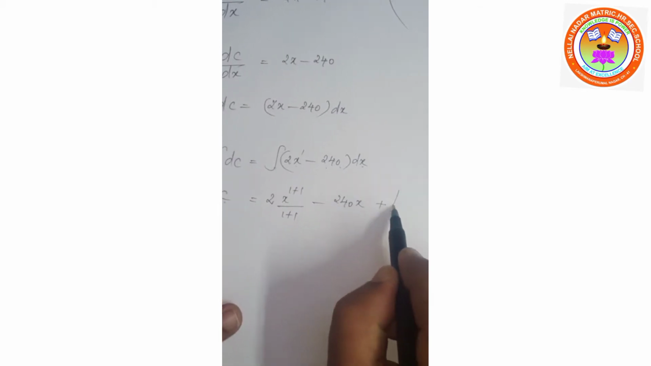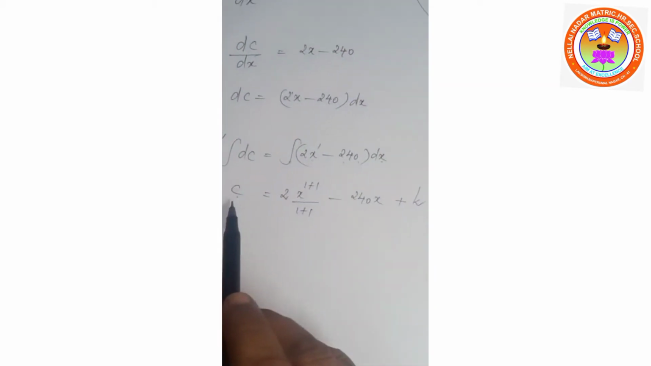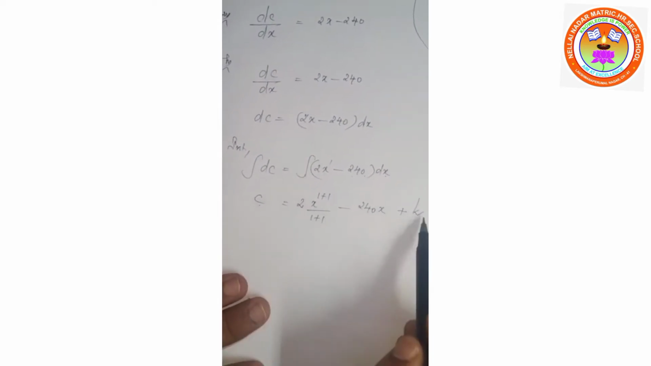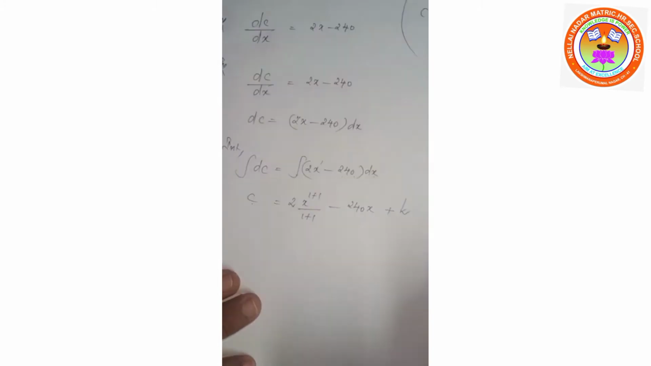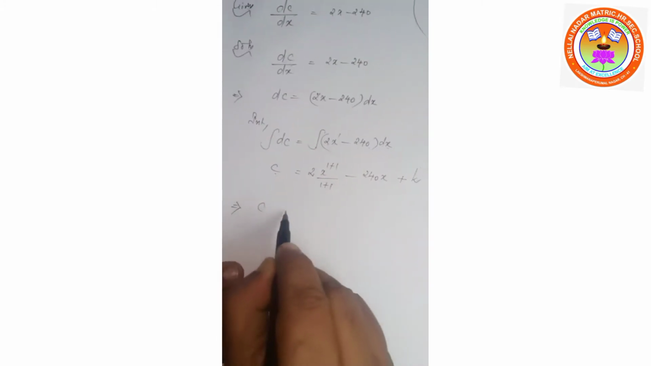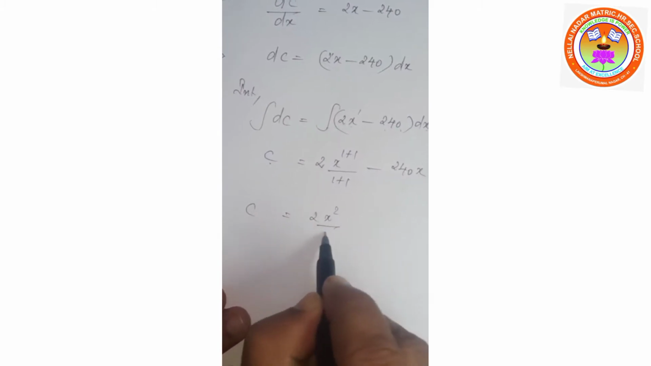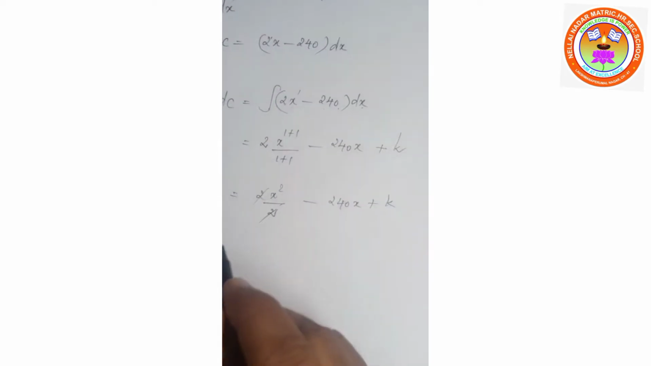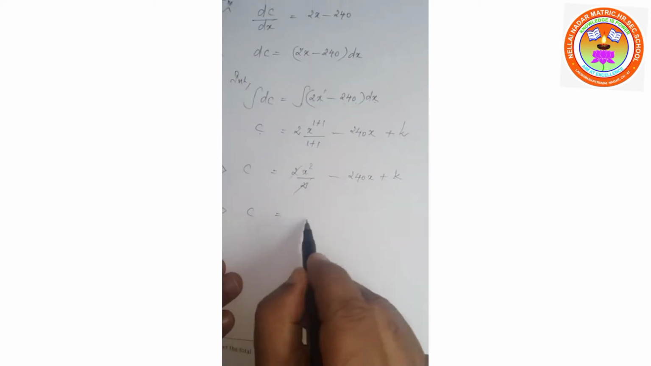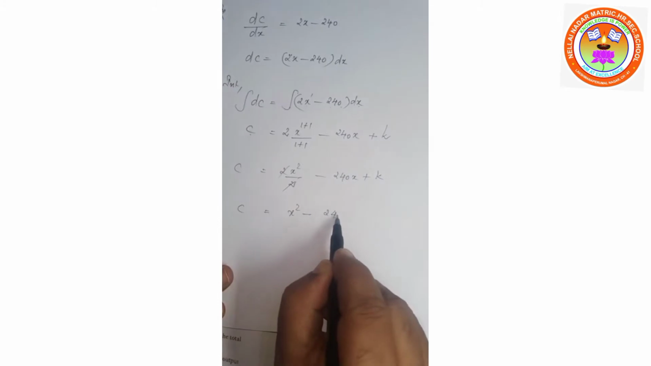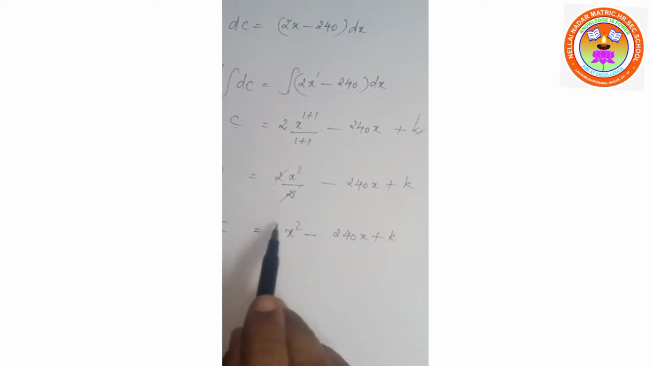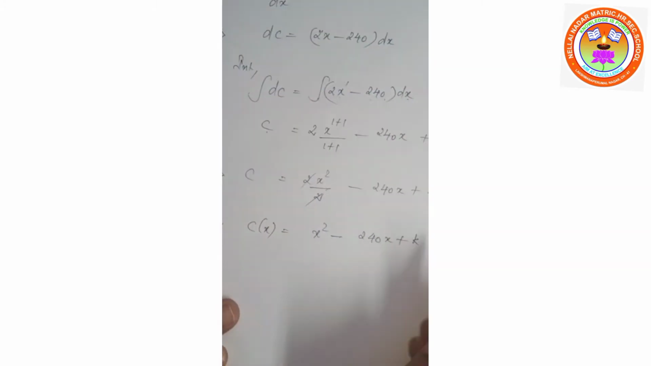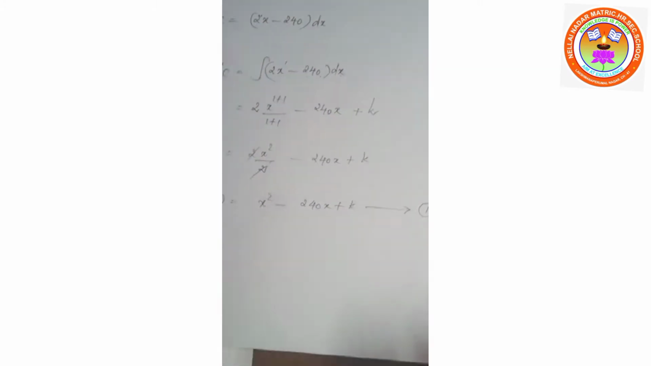Instead of c, I am introducing the constant k, because already I mentioned c over here. Here c is not the constant, c refers cost function, so that I am introducing the constant k, which implies c equals 2x square divided by 2 minus 240x plus k. 2 to get cancelled. C, that is equal to x squared minus 240x plus k. Here, cost in terms of x, now you can write c of x. C and c of x are same only. Let it be number 1.